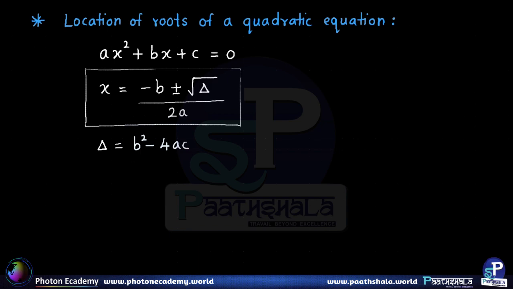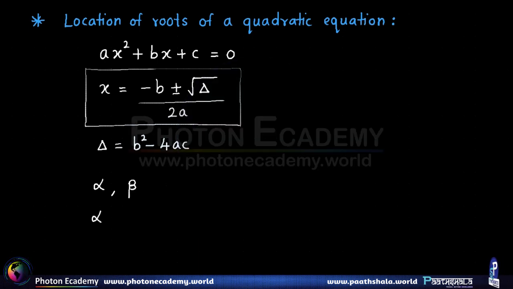Now based on plus and minus, we will get two different roots. Let's denote them as alpha and beta, and for the sake of convenience, let alpha be the smaller root. So in all the discussion in this topic, we will assume that alpha is the smaller root and beta is the bigger root wherever they are distinct.